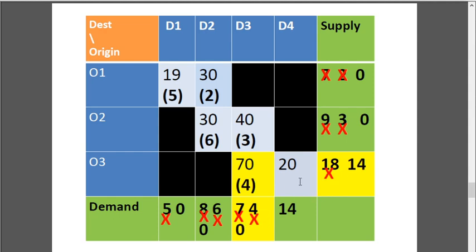Then move on to the next adjacent cell. So from 14 units, I will allocate all the 14 units to the destination, and this completes the total allocation. So this is all about the northwest corner method. And we'll be seeing about the other methods in the next tutorial.